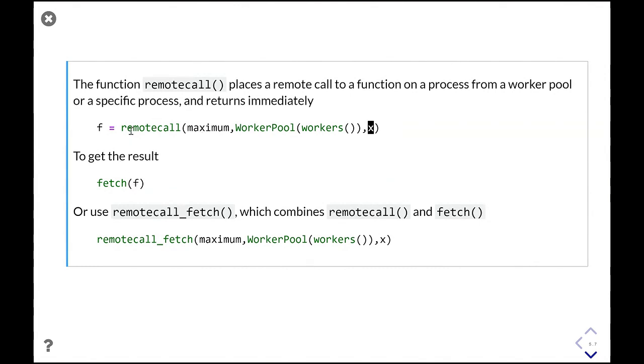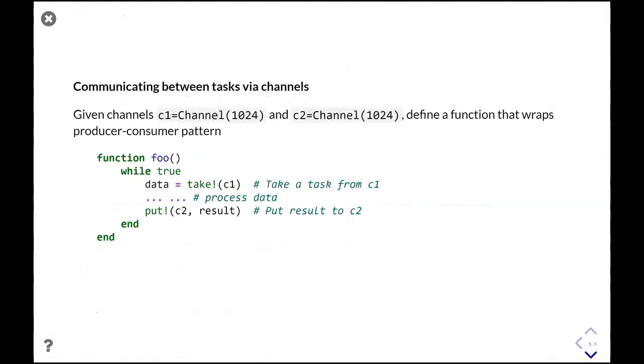Again, it returns a future because this call is asynchronous. You don't know when it will be completed and where. So you need to call fetch to get the result. And also, Julia has remotecall_fetch. It combines these two together. So this, as you can expect, is a synchronous call. It will wait until it calls and returns the result. Okay, so it will find the maximum element of X on one of the workers. So this combines the two calls together, remotecall and fetch. So it's a synchronous call.